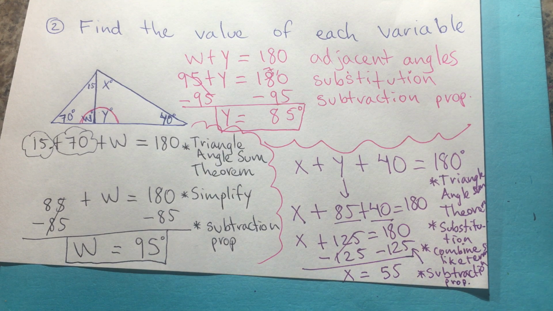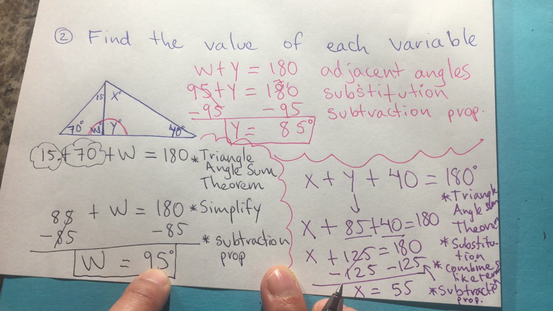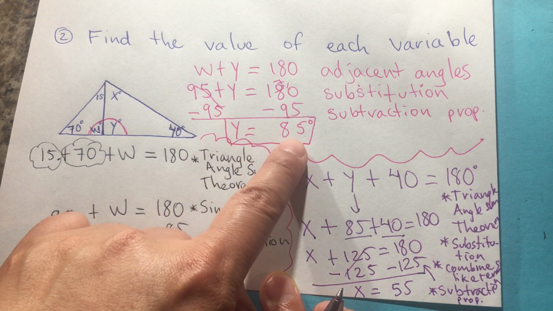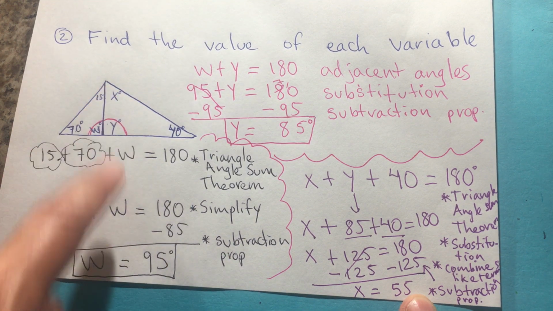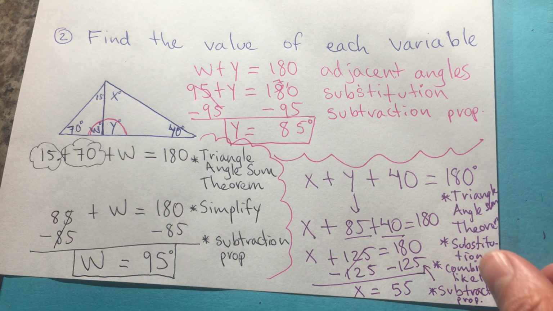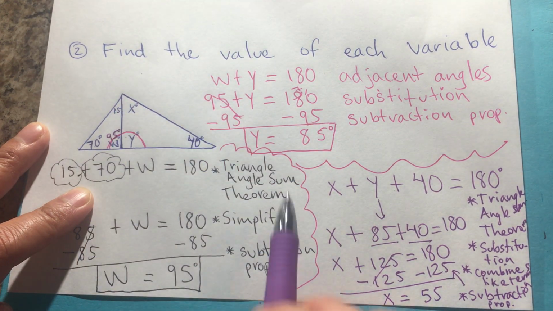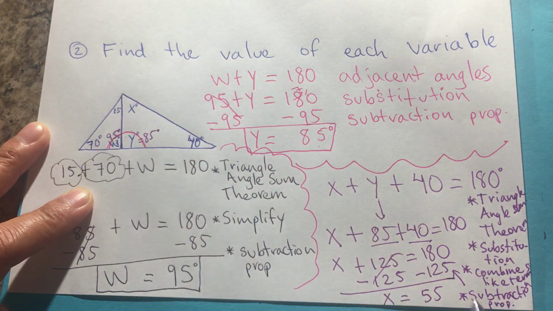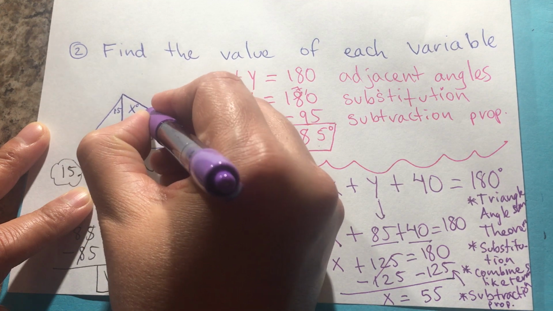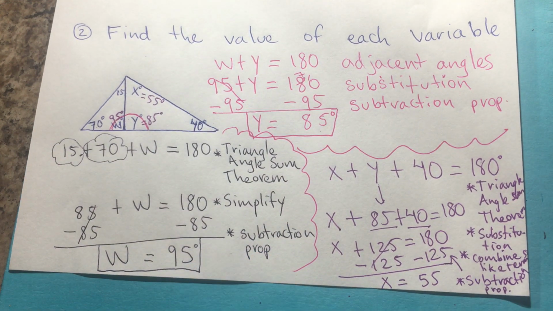Subtraction property, okay? And so now we have the value of w is 95, the value of y is 85, and the value of x is 55 degrees, okay? So you can put them here, 95 degrees, 85, and 55. Okay, you might want to pause the video if you need to copy these steps.